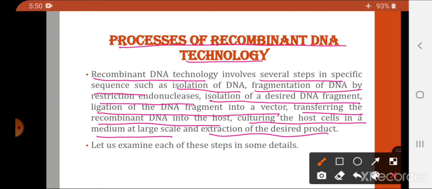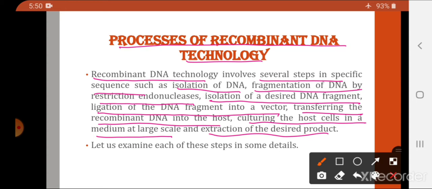What is the first step of recombinant DNA technology? To isolate the DNA. What is the second? To fragment the DNA using restriction enzymes. Then isolation of the DNA fragment. Then ligation of the DNA into the vector. Then transferring that recombinant DNA into the host. Culturing the host at a large scale. And finally to extract the desired product.